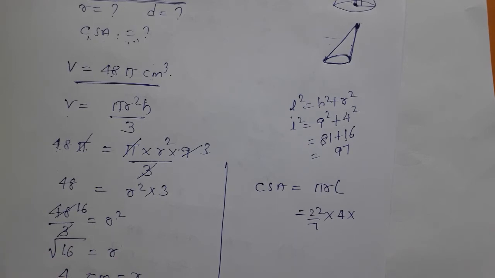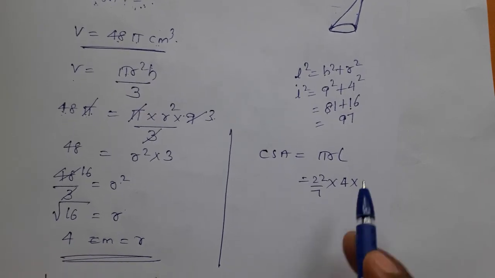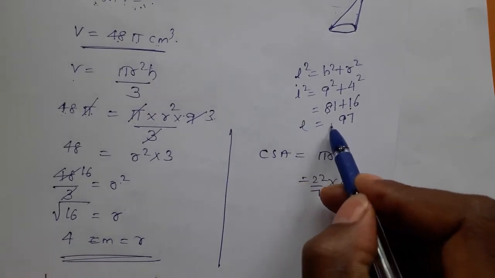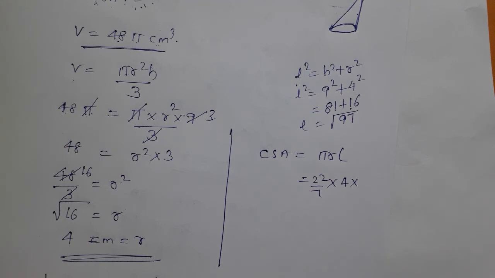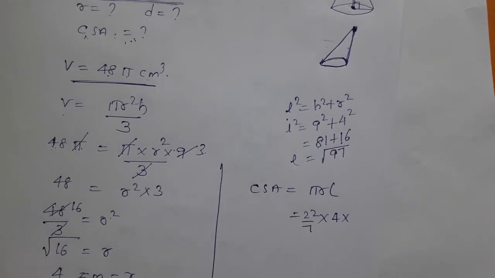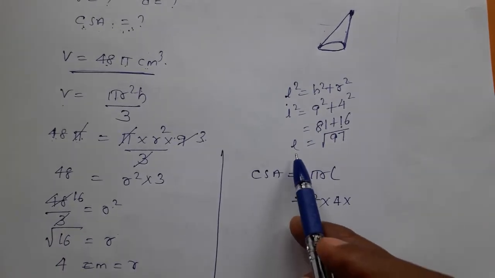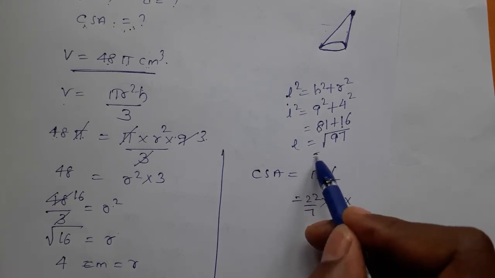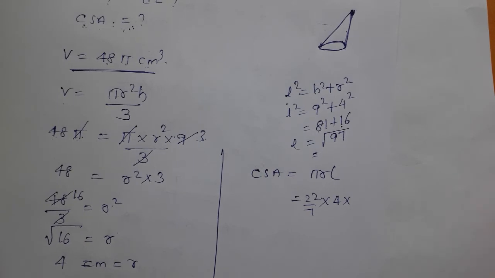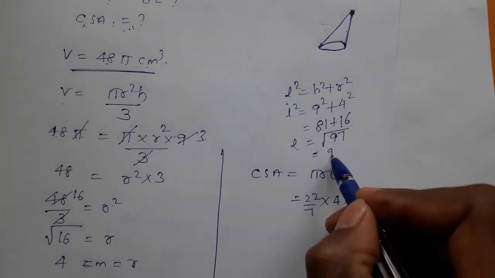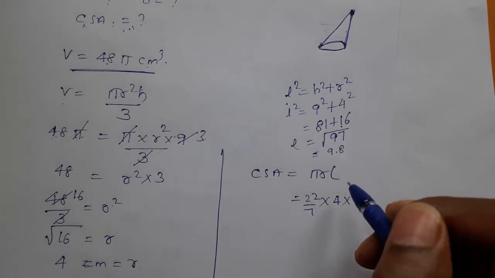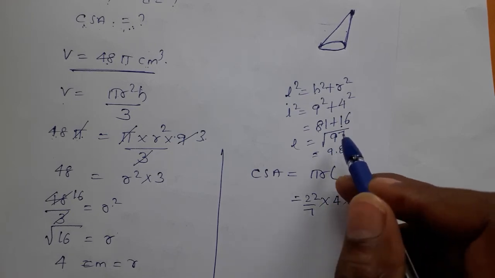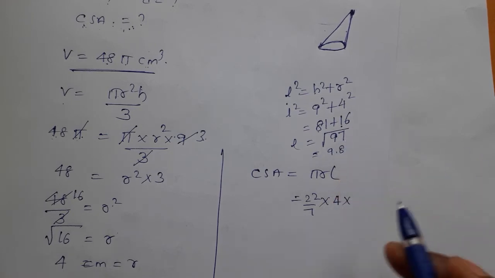We will get 97. Using this 97 answer, we will find it's root 97 only we will get. Root 97 is not a perfect square. So now L is equal to root 97. But root 97 is not a perfect square. You will get an approximate decimal answer 9.8. Okay, 9.8 into 9.8 you multiply, you will get close to 97. That we write here, 9.8.